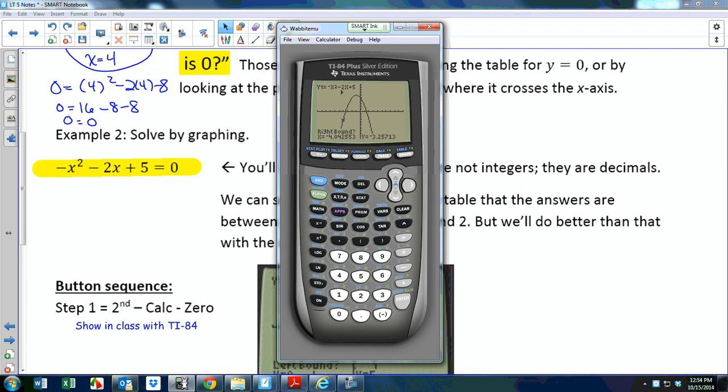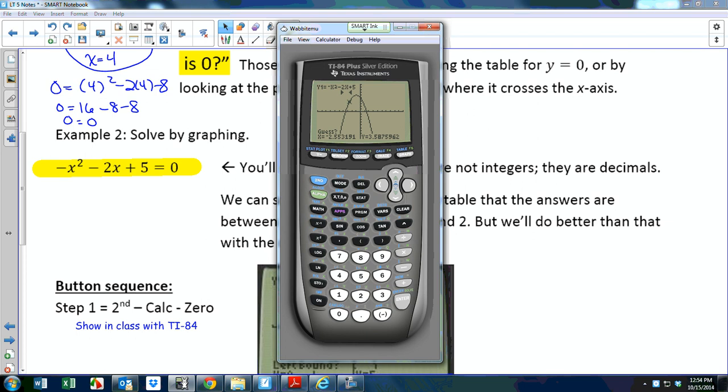Hit the right arrow till you're somewhere in this vicinity. Negative 2.5 is definitely right of negative 3.5. And set your right bound. What you've just done, do you see the arrows at the top of the screen? You've set a search window from here to here. You're telling the calculator, find that 0, find where it crosses the x-axis.